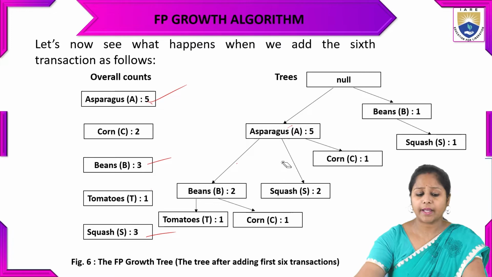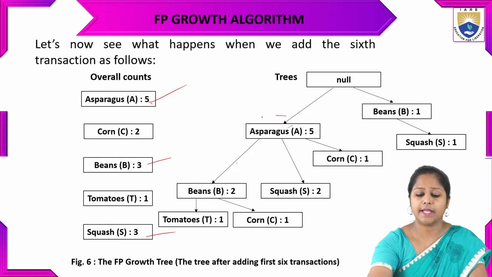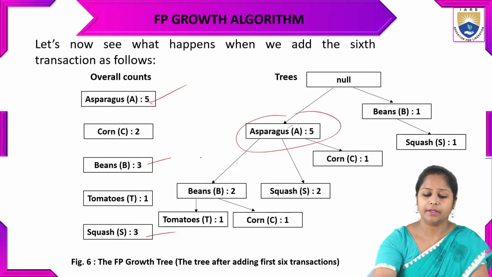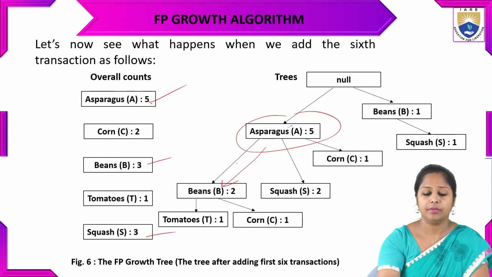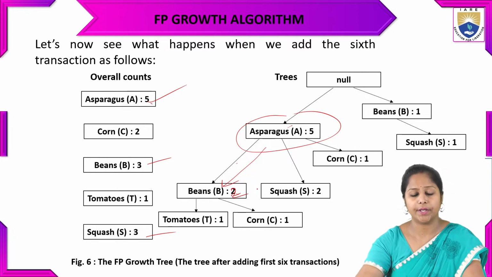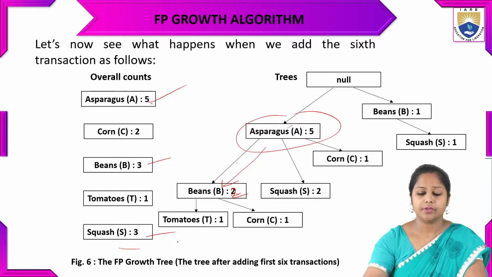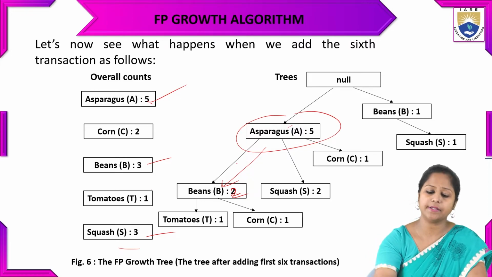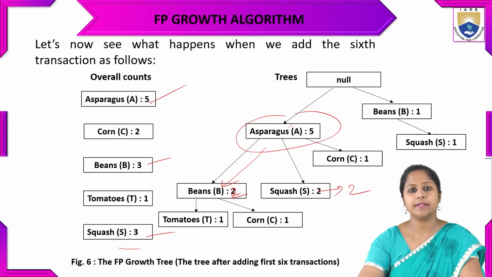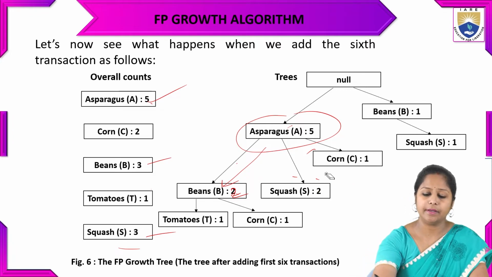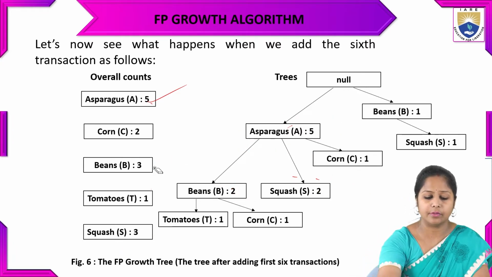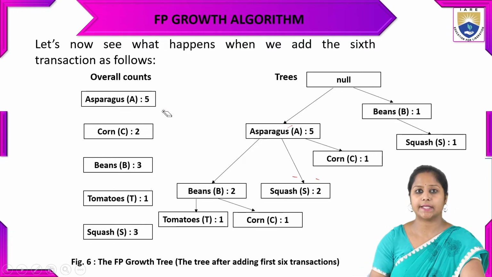So as the bean is 3 here, the asparagus will be increased to 5. The beans will be 2, because that is a connecting node of beans that has been connecting with the asparagus. So we will make the beans 2 here. Now the squash is there. Squash is on the right side of the asparagus, so we will increase that to 2. So the 3 items have been added in this FP tree for the 6 transactions. So the tree has been completed for 6 transactions here.